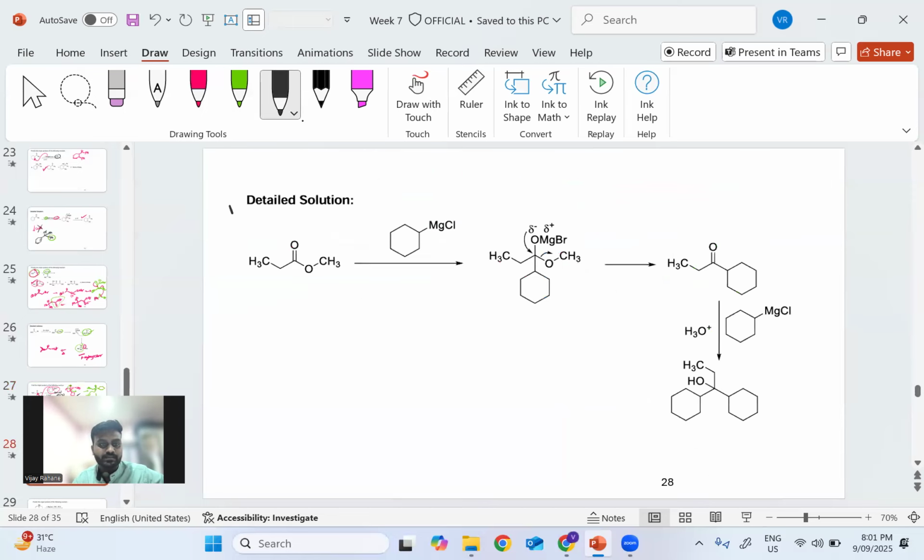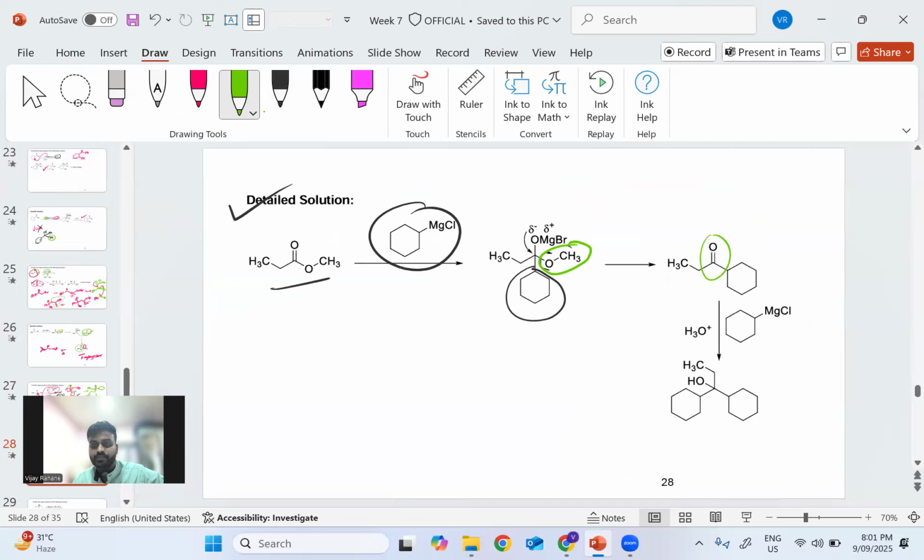Right. So here is the detailed mechanism. You can refer. The first attack takes place. After the first attack, there is elimination of the OCH3 group. So it forms again the keto. And the second attack further takes place on this carbonyl, and we get the alcohol. So if we have the ester, it reacts two times with this Grignard reagent, that you need to keep in mind.